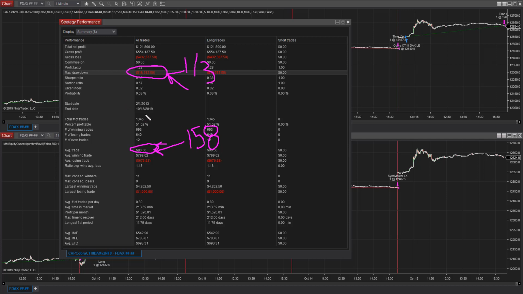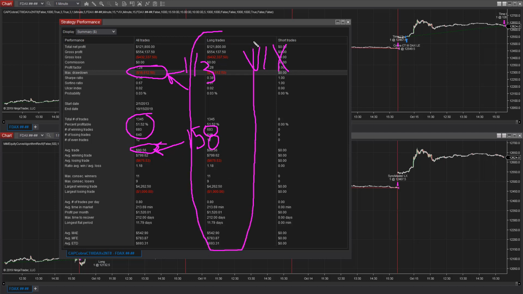We're testing it back to 2013, so we have over 6 years of data. 1,345 trades, 51.52% profitable. And this is a day trade strategy for the DAX. It uses the VIX data, and it buys the dips. It's a long strategy that buys the dips. You see the long trades here, no short trades.